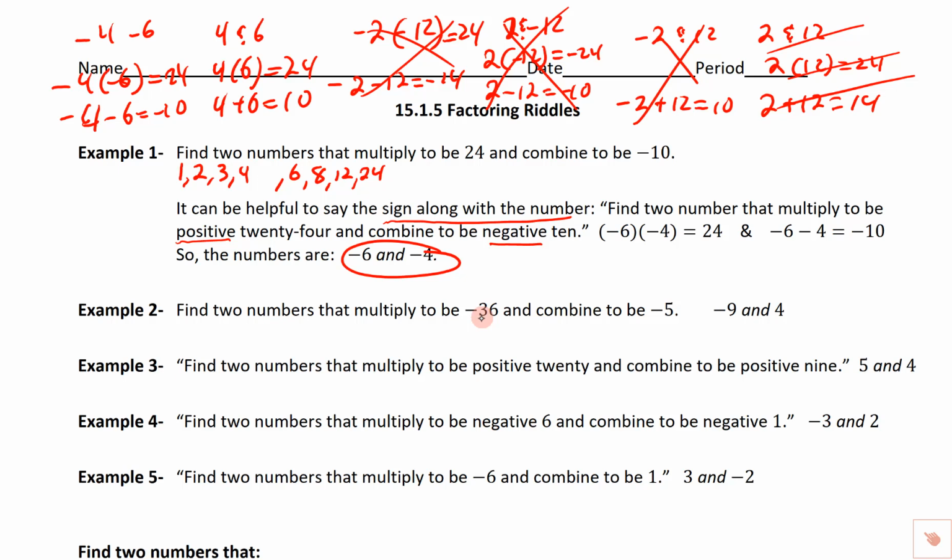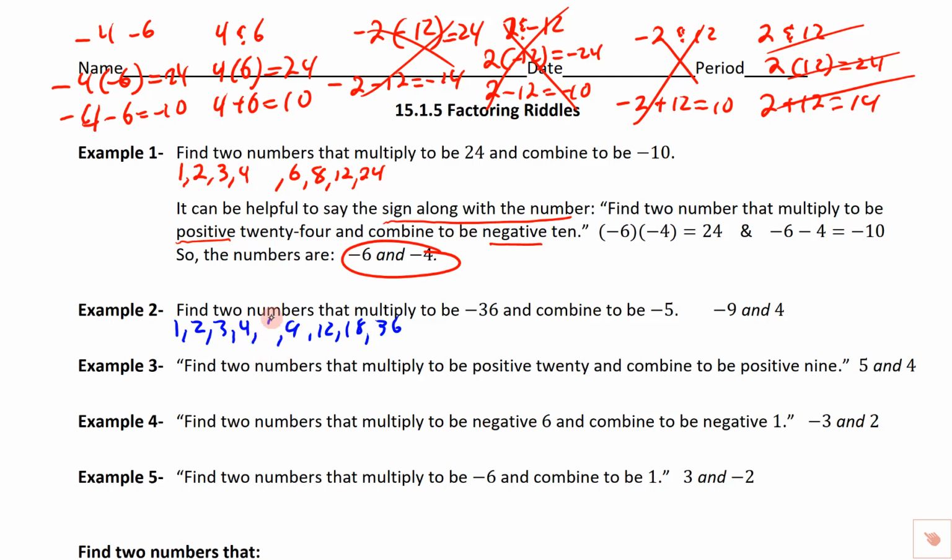I need some numbers that multiply to be negative 36 and combine to be negative 5. Well, let's start off with 1 and 36. There's no way I can make a 5 out of a 1 and 36. Let's try a 2, and 2 goes in there 18 times. Can't make a 5 out of those. 3 and 12. 3 goes into 36 12 times. Can't make a 5 out of those. So let's try the next one. Let's try 4 and 9.